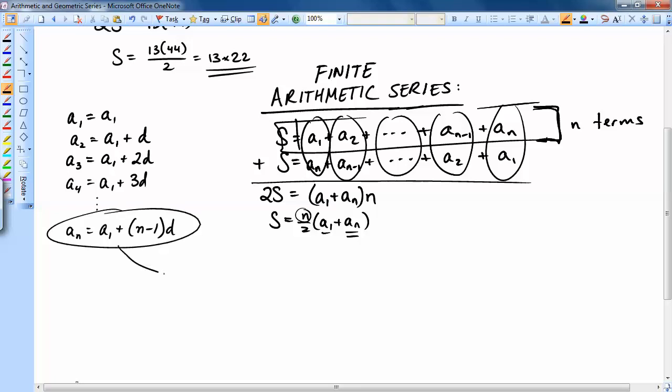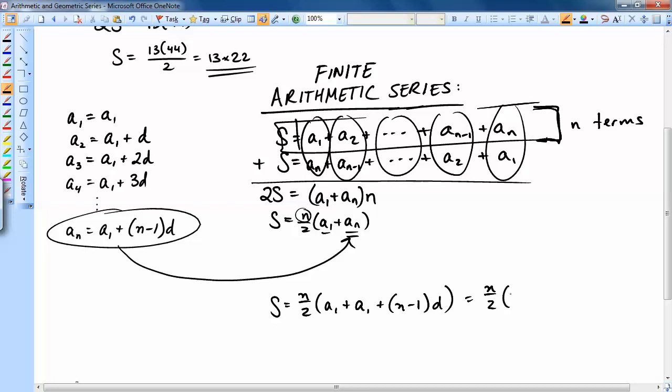Because if I substitute that in for the last term, then I get s equals n over 2, a1 plus a1 again, plus n minus 1 times d. So then this turns into n over 2, 2a1 plus n minus 1 d. And so you have two different formulas on your note sheet. One of them is this one, and one of them is this one.